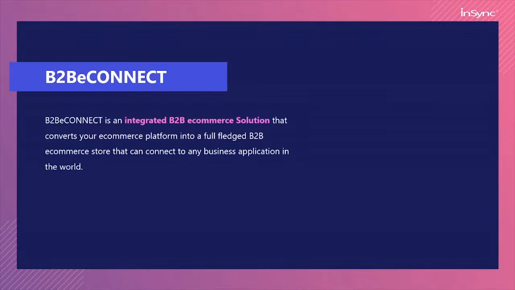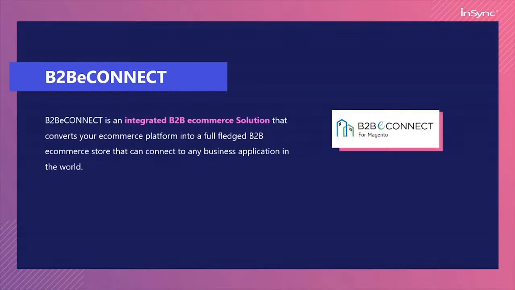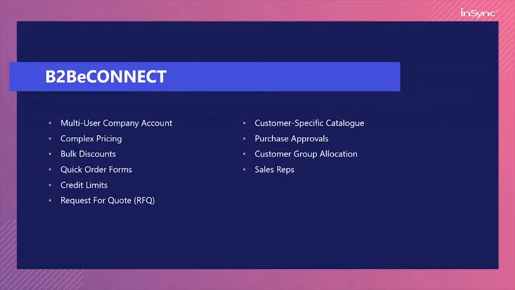At present, we have two different types of B2B Connect solutions, one for Magento and one for WooCommerce. Now, what does B2B Connect offer to you or your customers? B2B Connect offers multi-user company accounts, so you can create companies within your e-commerce store. It also offers complex pricing like different types of discounts, bulk discounts, tier pricing, and a quick order form so that your customer doesn't have to spend time searching for products and ordering one by one.